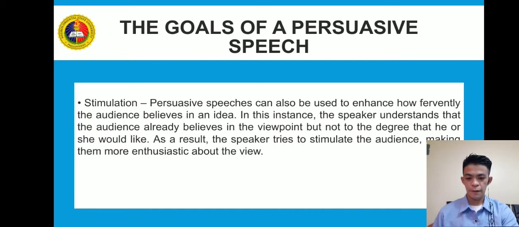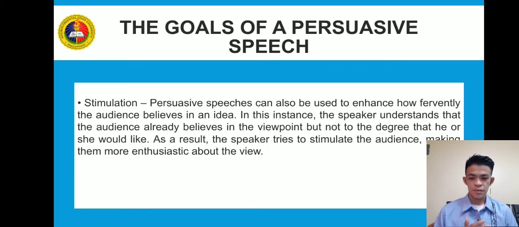Next is stimulation. Persuasive speeches can also be used to enhance how fervently the audience believes in an idea. In this instance, the speaker understands that the audience already believes in the viewpoint, but not to the degree that he or she would like. As a result, the speaker tries to stimulate the audience, making them more enthusiastic about the view.